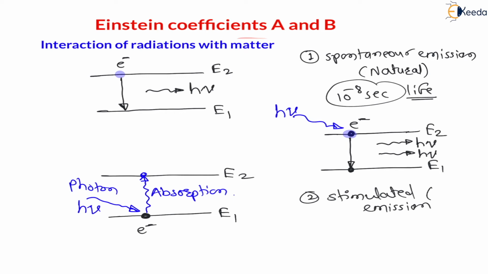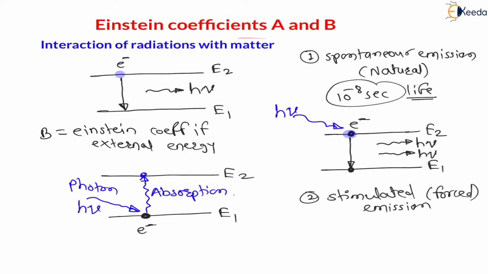This is also called forced emission, because external energy is given here, right? And my dear students, here one point I want to tell you: whenever an external energy source is used, then the Einstein coefficient is written as B. Here B is the Einstein coefficient, if an external energy source is used.